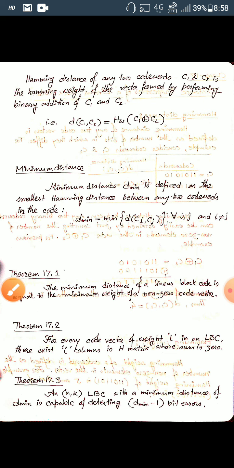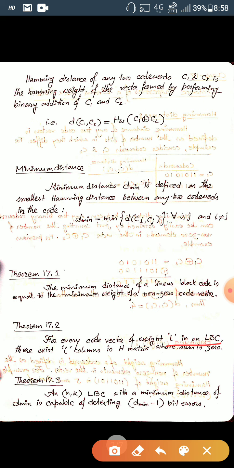Okay, now theorem 2 is that for every code vector of weight L in a LBC, there exist L columns in the H matrix whose sum is 0. Theorem number 3 is that an (n, k) LBC, LBC stands for linear block code, with a minimum distance of d min, is capable of detecting d min minus 1 bit errors.